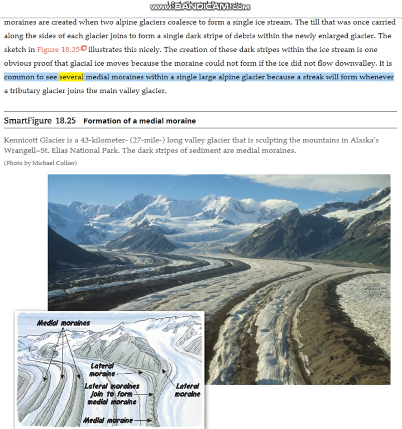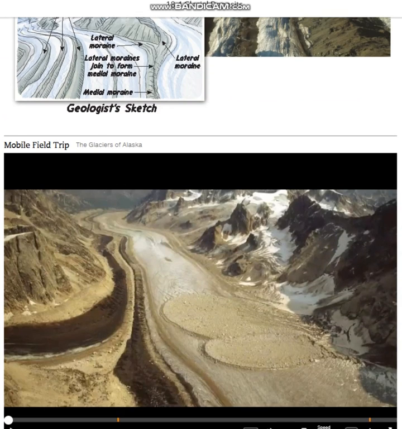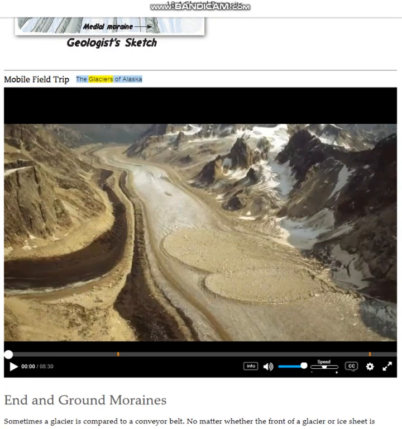It is common to see several medial moraines within a single large alpine glacier because a streak will form whenever a tributary glacier joins the main valley glacier. Smart figure 18.25 formation of a medial moraine. Kennecott Glacier is a 43-kilometer, 27-mile, long valley glacier that is sculpting the mountains in Alaska's Wrangell-St. Elias National Park. The dark stripes of sediment are medial moraines. Photo by Michael Collier. Mobile field trip. The Glaciers of Alaska.